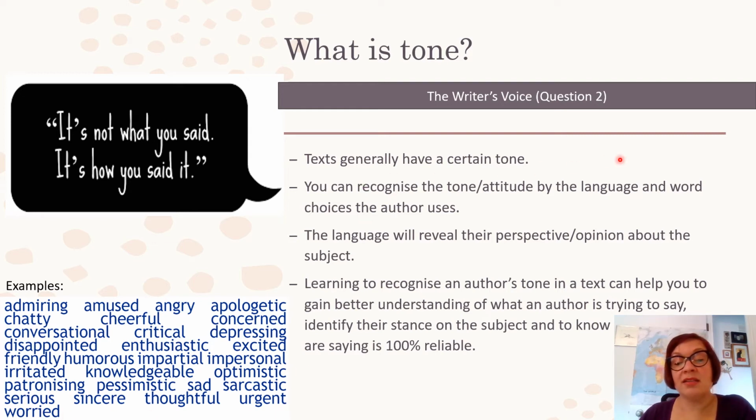When you have to analyze the texts for the exam, you have to think about the tone that is used by the writer. And you can recognize this tone, or you can say the writer's attitude, by the language and the word choices used. The language will reveal the writer's perspective or opinion about the subject. And when you can recognize the author's tone in a text, it will help you to gain a better understanding of what the author is actually trying to say. And if you identify their stance on the subject, you will know that what they are saying is 100% reliable.